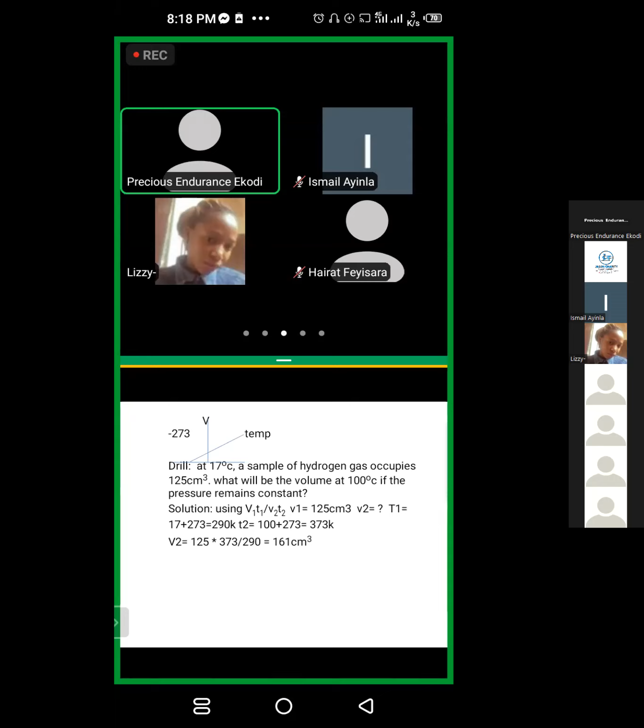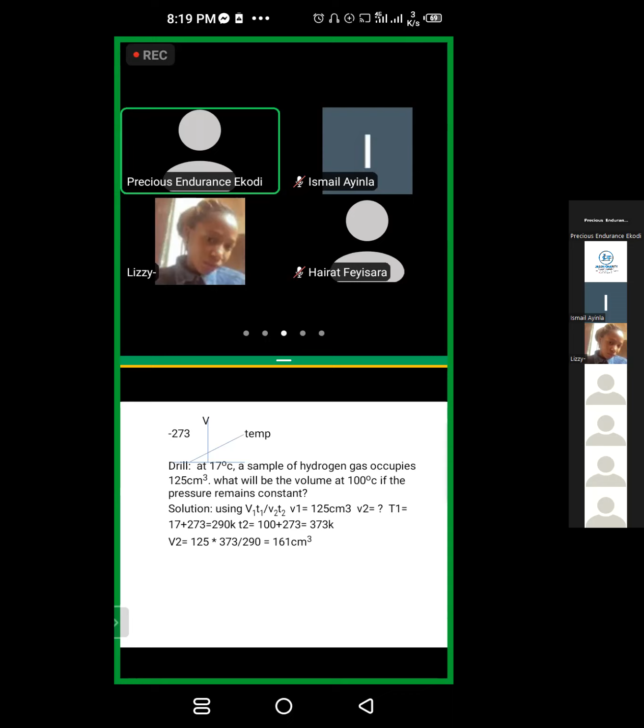So a practical question is this. At 17 degrees C, a sample of hydrogen gas occupies 125 centimeter cube. What will be the volume at 10 degrees C if pressure remains constant? Remember what we said, V1 T1 over V2 T2. And still recall the temperature must be in what? Kelvin. So we have our V1 as 125 centimeter cube volume.